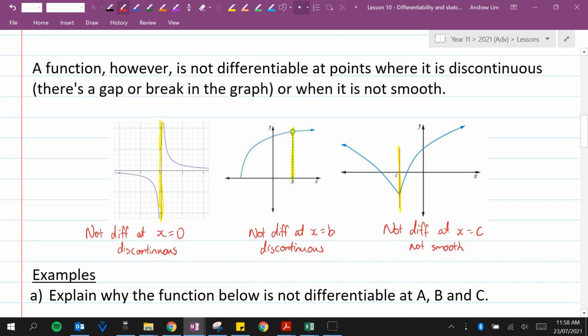So what that means is we can actually differentiate it at all the other points. If I were to find the gradient of the curve at this point here, the gradient of the tangent, I can work it out. Or at this point, I can work it out. However, at the points that I've highlighted, we can't differentiate it.